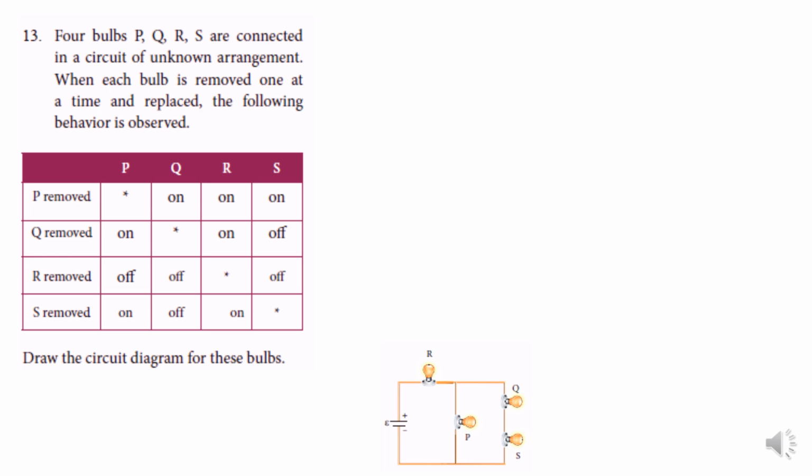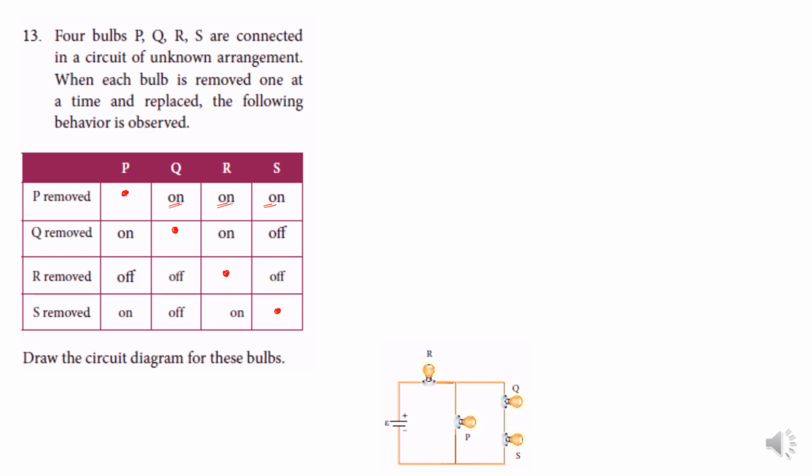So we have 4 bulbs P, Q, R, S connected. You just check for this. If you are removing P, P is not there. Q is removed, Q is not there. R is removed, R is not there. S is removed, S is not there. See, when P is removed, all the 3 bulbs are glowing. So it doesn't matter whether P is there or not. If P is there, all the remaining 3 are glowing. Even if you remove P, again all the 3 are glowing.